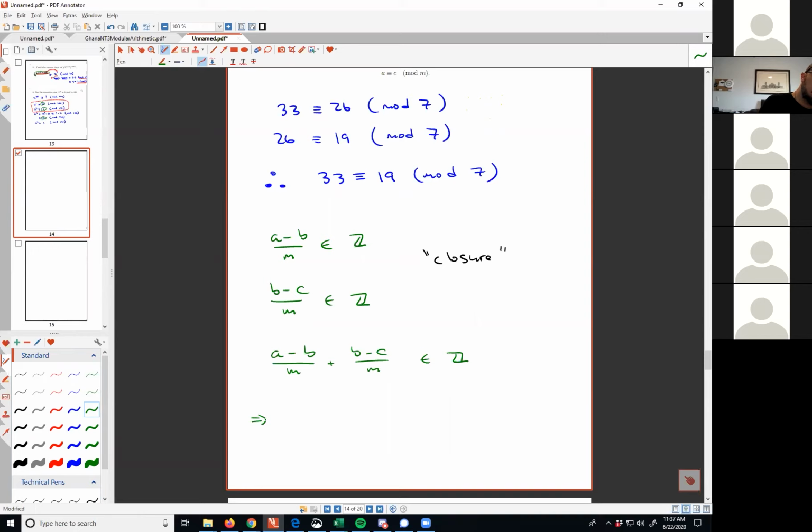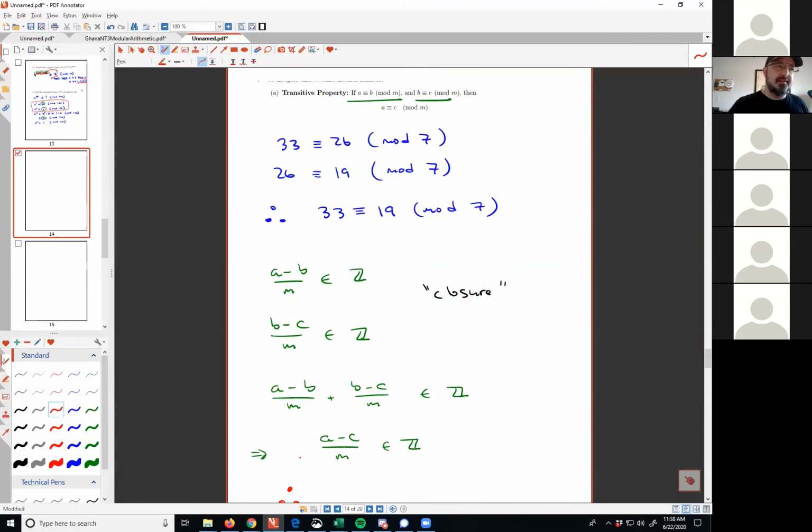A rational number. Specifically, what do we get? A minus C over M. So we just found out that A minus C over M is an integer. Therefore what? Therefore subtraction is closed under... No, we're not proving closure. What is it that we're trying to prove?